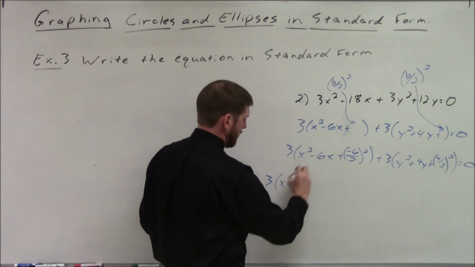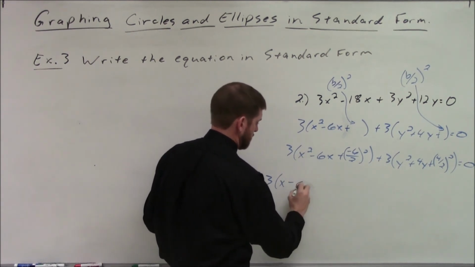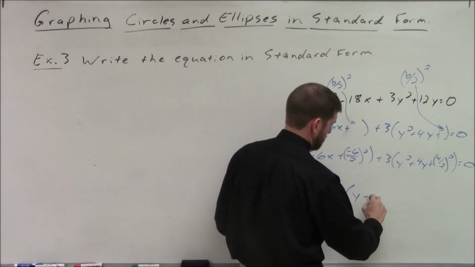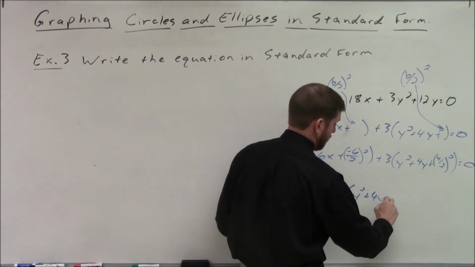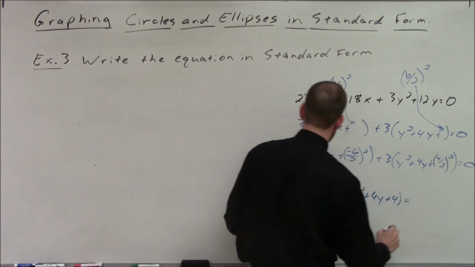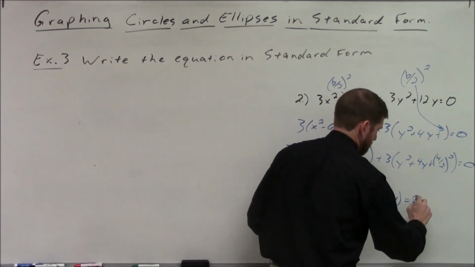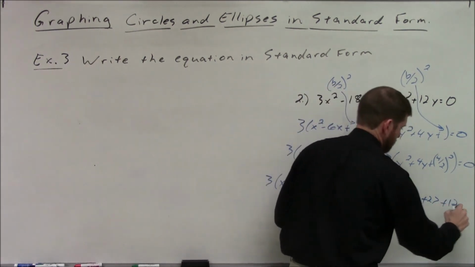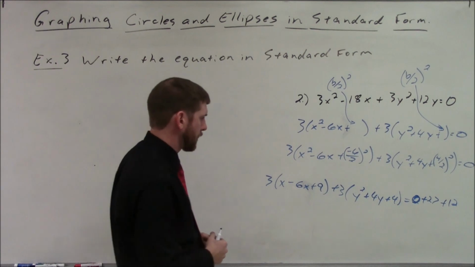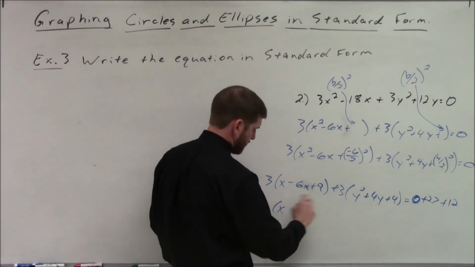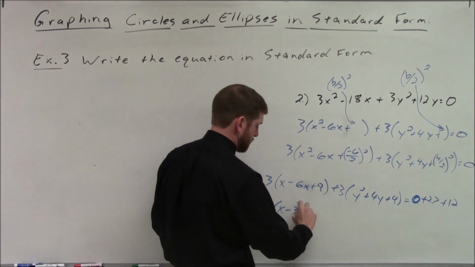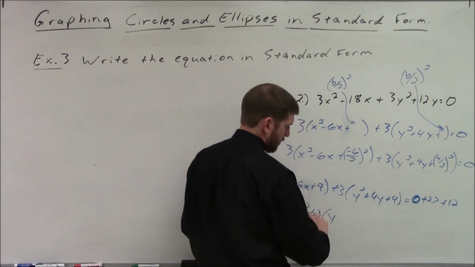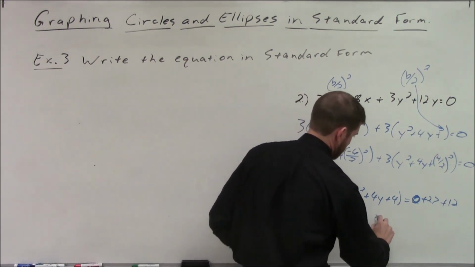So let's see what we've got. x squared minus 6x plus 9 plus 3 times y squared plus 4y plus 4 equals 3 times 9 is 27, and 3 times 4 is plus another 12. Clean it up. Finish factoring it: 3 times (x minus 3) quantity squared plus 3 times (y plus 2) quantity squared equals 39.